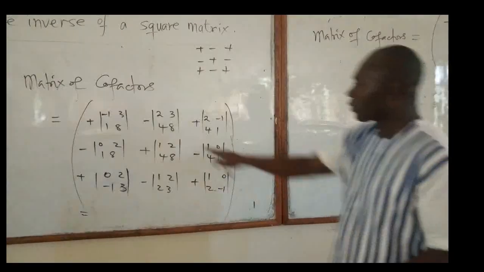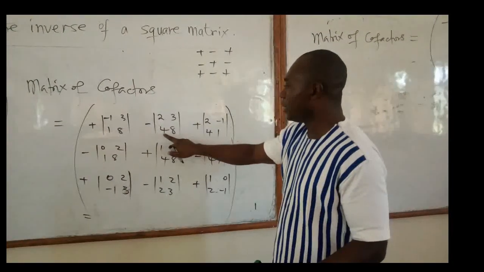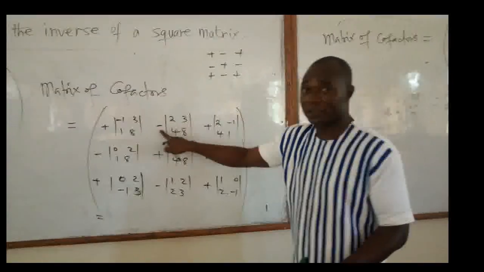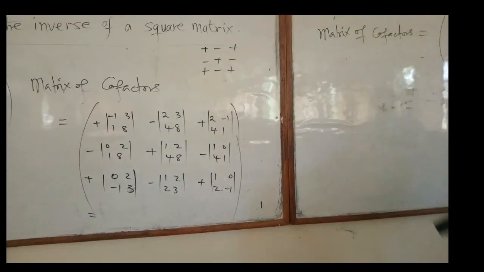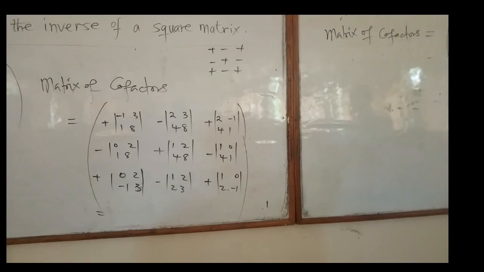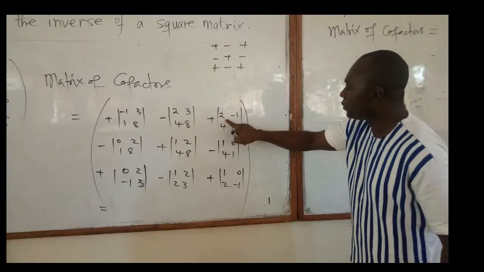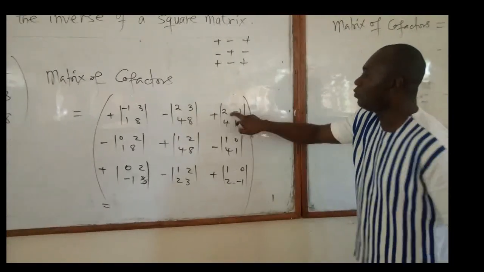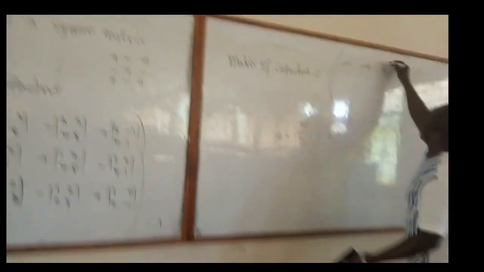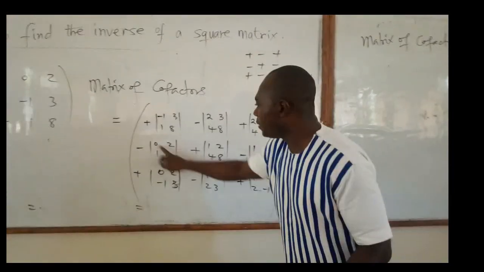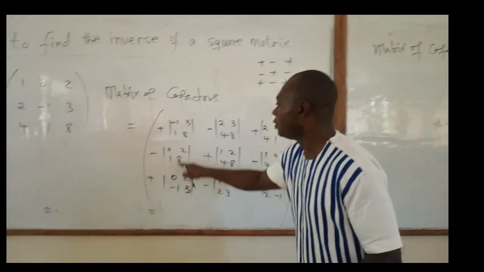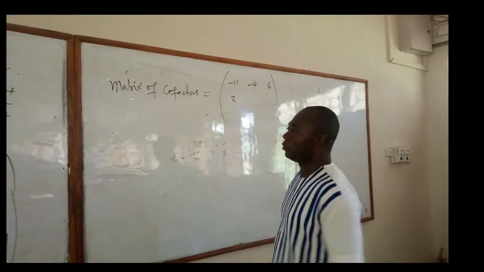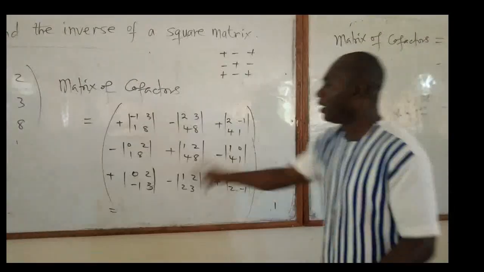The next one, 8 times 2 is 16, minus 4 times 3, that is 16 minus 12, which is 4. But because this is negative, that is negative 4. Then the next one, 2 times 1 is 2, minus negative 4 times negative 1, that is 2 minus negative 4, so 6. The next one, 8 times 0 is 0, minus 1 times 2, that would be negative 2. And because the sign here is negative, this one will be positive 2. 8 times 1 is 8, minus 8, that is 0.